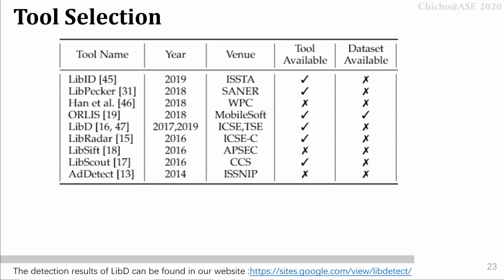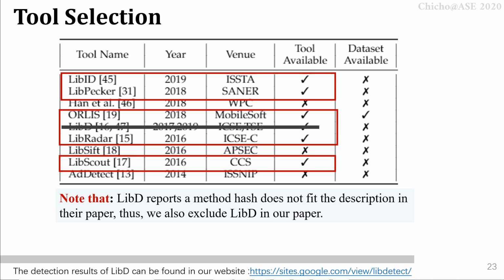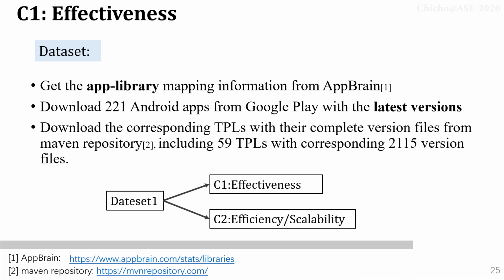For the empirical study, we need to compare these tools, but we just consider the publicly available tools. Besides, we also found a library report error in one tool's method, and this tool was still unfixed when we submitted this paper. Therefore, we didn't present the result in our paper, but you can find the detection result of LibD on our website.